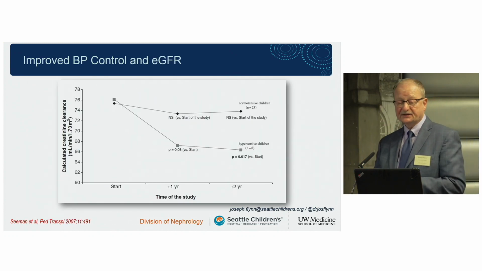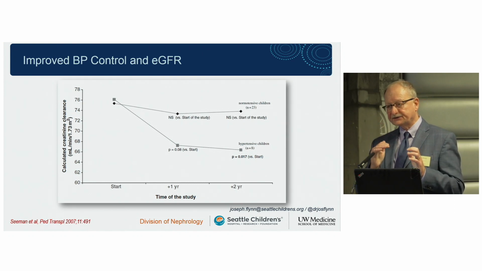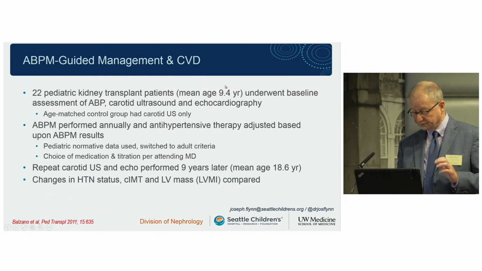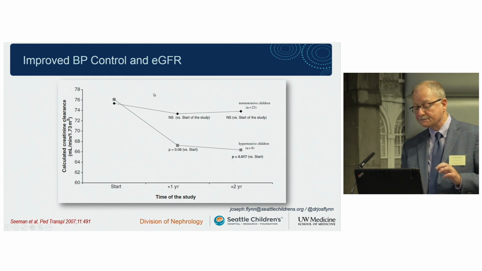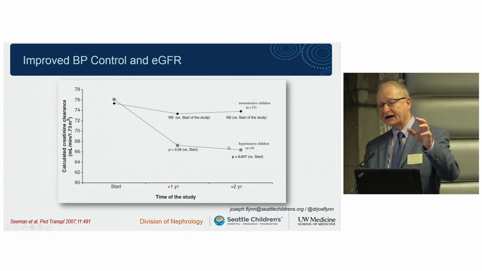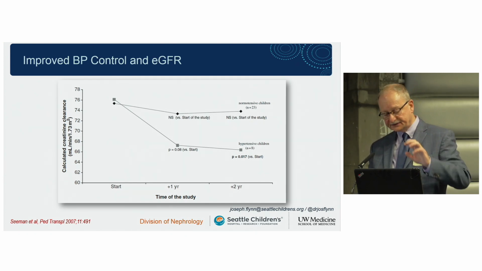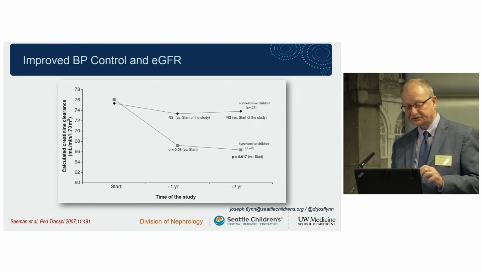And they showed that as you looked at their blood pressure over time and their kidney function, those whose blood pressure remained normotensive over time had better kidney function than those whose blood pressures were hypertensive over time. So again, this shows the effect of hypertension by ABPM on kidney function in kidney transplant patients.